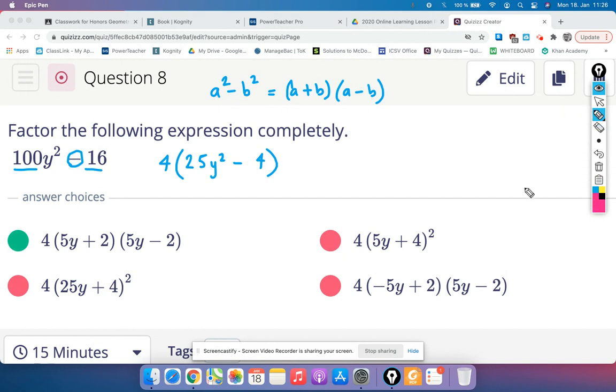But now, this expression is still a difference of 2 squares, like this right here. A squared is 25y squared, and b squared is 4. So a is actually the square root of this, which is 5y, and b is the square root of 4, which is 2. So now we rewrite this with the 4 in the front, and then we can follow the difference of 2 squares pattern. We just do a plus b, so 5y plus 2, and then a minus b, which is 5y minus 2. And this would be the completely factored form.